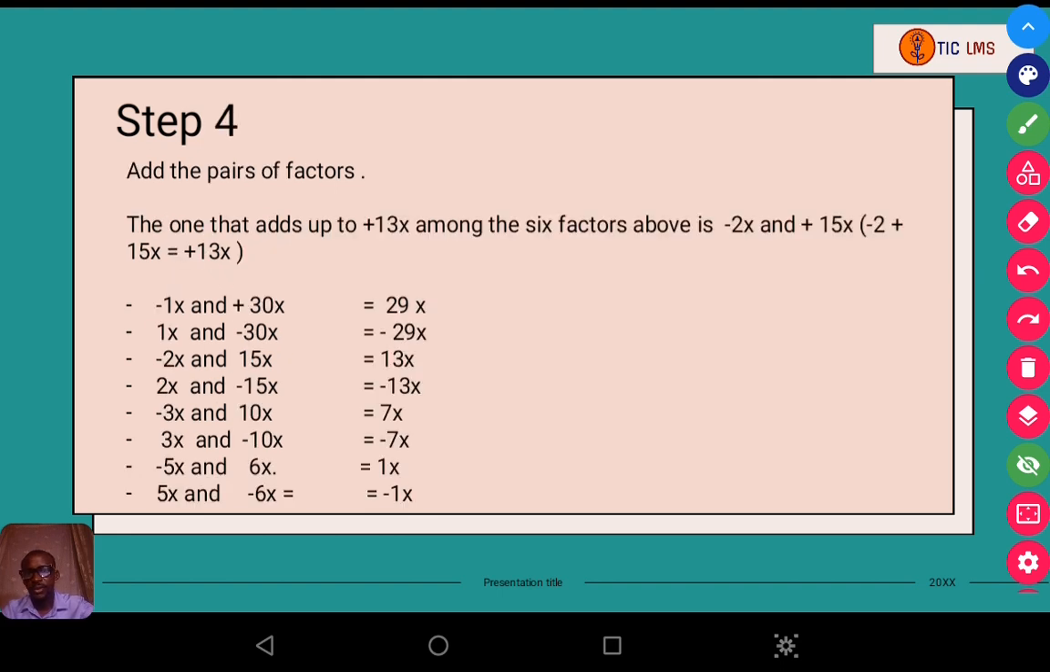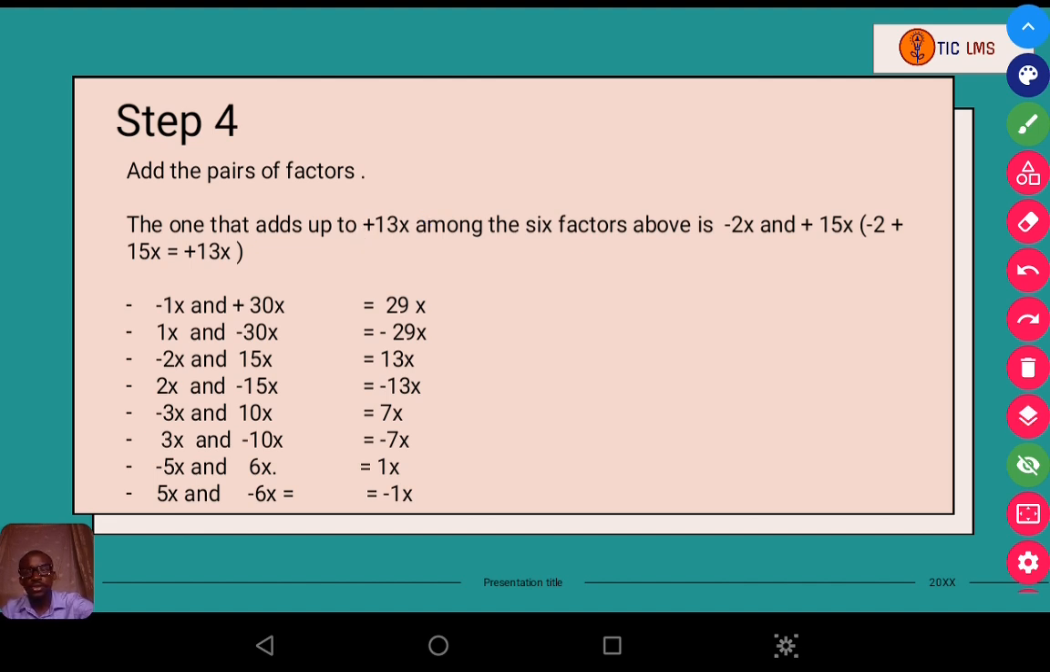The next step, Step 4, says add the pairs of factors. The one that adds up to positive 13x among the 8 factors above is negative 2x and positive 15x. Now, let me explain this. Here, you can see that it says the one that adds up to positive 13x. Now, where exactly did we get this positive 13x from?